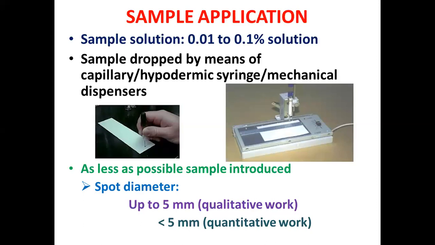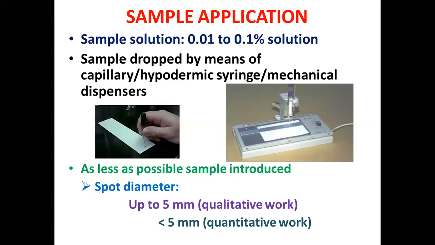So while dropping the sample, you have to make sure about the size, because if you drop more sample or a greater sample size, that is going to create channeling, where the density of the sample is more, and the separation will not become appropriate.